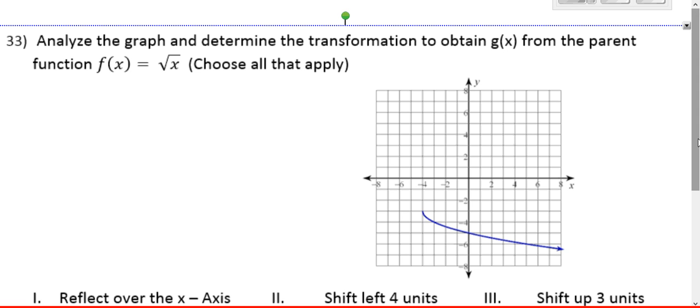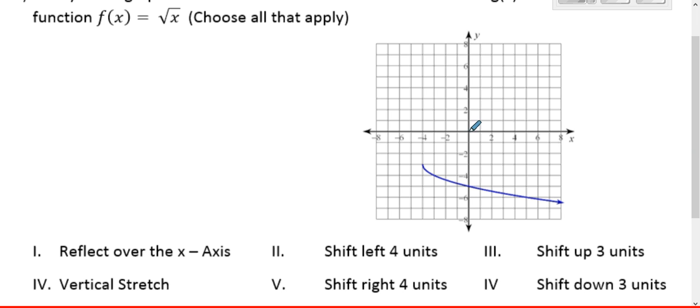So when you're graphing, you just got to remember that the parent function starts at 0, and then the square root of 1 is 1, square root of 4 is 2, and the square root of 9 would be up here at 3. So since that's the parent function, we can see that it's got to be shifted to the left 4 units. It's got to be shifted down 3 units. And then it's going the opposite direction. It's not going up, it's going down, which means it's also been reflected.